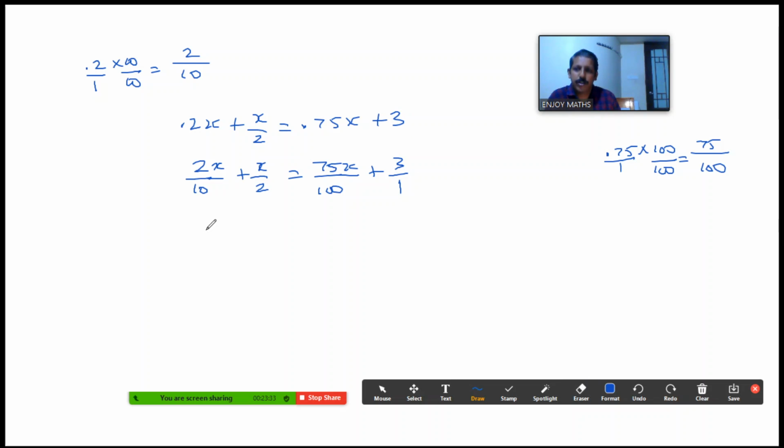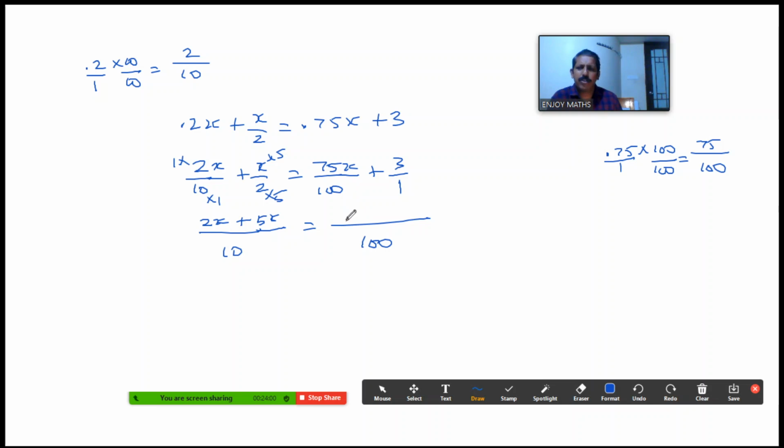Now what is the LCM for 10 and 2? It is 10 only. So 10 into 1, so top also 1 into 2x, that becomes 2x. This is 2 into 5, so again into 5, so 5x. I write like this, don't write x5, write 5x. Always numerator in the front. Now 100 and 1, so the LCM is 100.